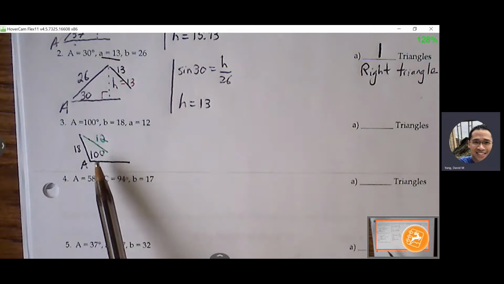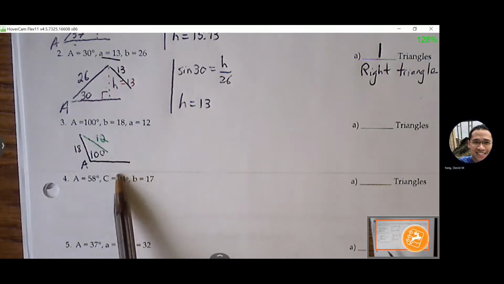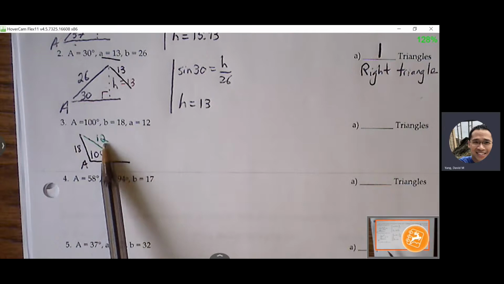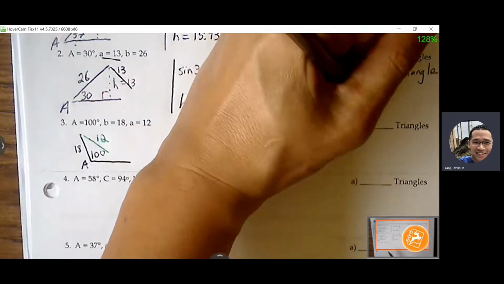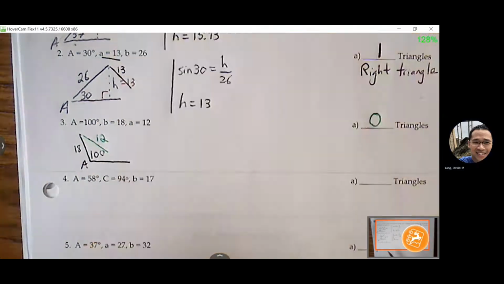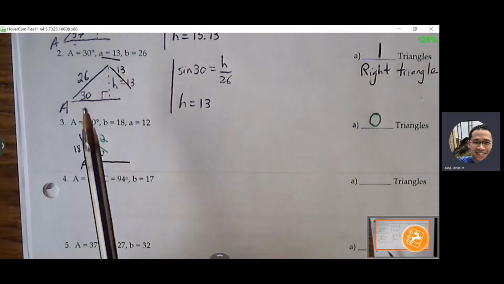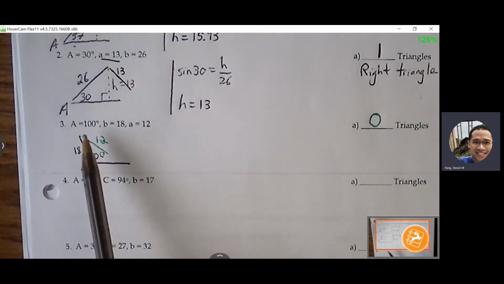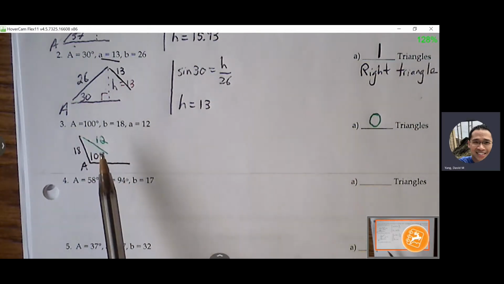All right. Is there a chance for this to connect to the opposite side to create a triangle? Too short, right? This is too short. So here we say that this is 0 triangles. Now, if you had to guess, what do you think the condition is for this to be a triangle? How long does this have to be?